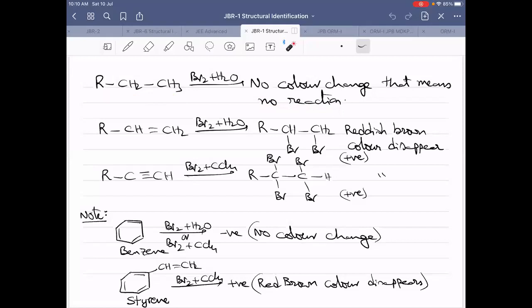You are expecting the reaction to happen, in a positive view that yes, the reddish brown color should disappear. If that happens, you can say it is a positive result. And if what you are expecting is not happening, the color is not disappearing or not changing, that is a negative result. So this is a negative result, you can say.